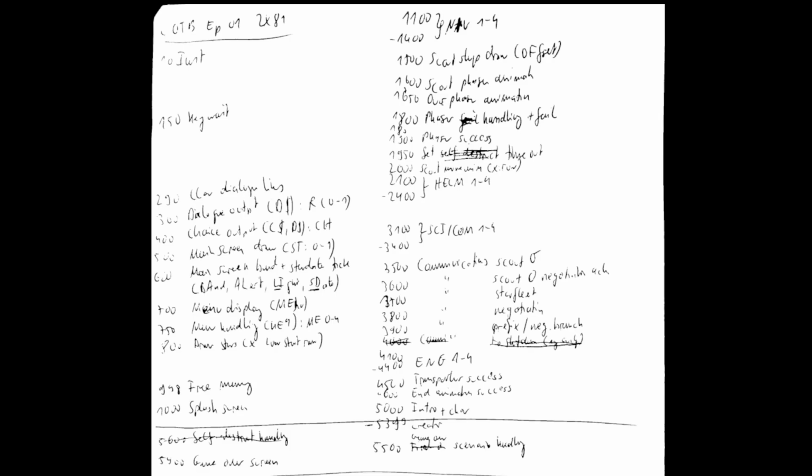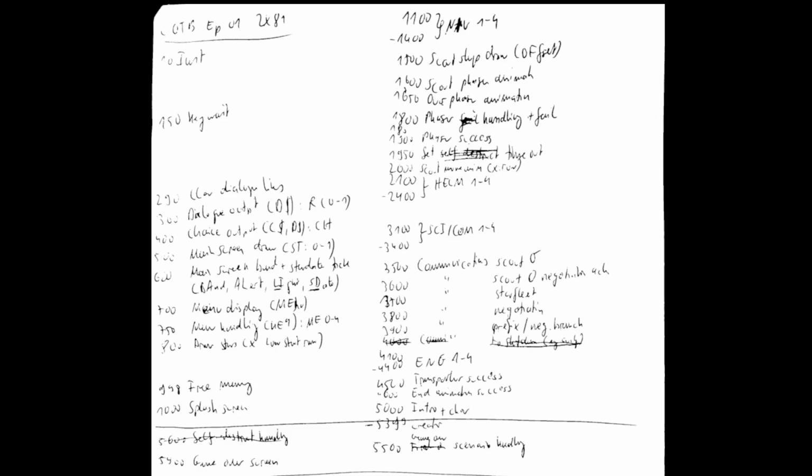So the program starts at the top with the initialization. Then you have one loop that waits for a keystroke. Then you have a number of utility subroutines starting at 290. So to clear dialog lines, the dialog output with the word wrap, the choices, drawing the main screen, displaying the menu, handling the menu, etc. 998 was one line where I could display the amount of free memory, which I deleted in the end. Then you have the splash screen at 1000.